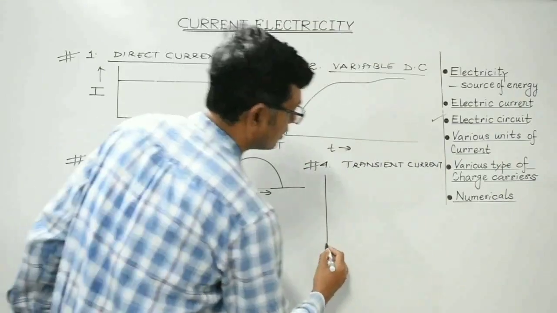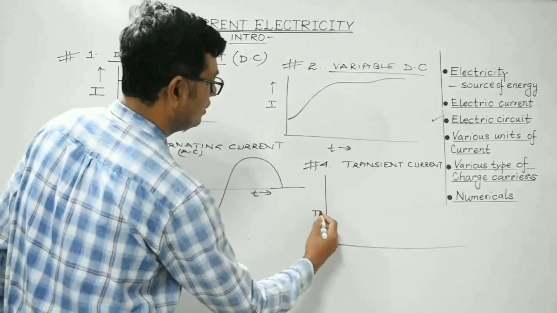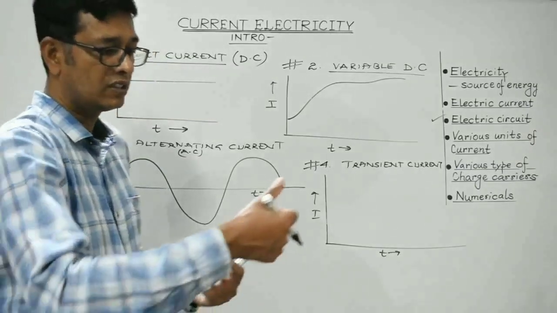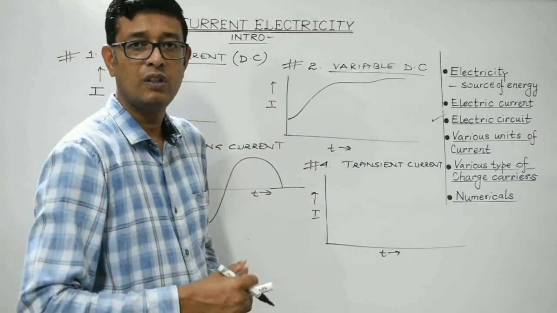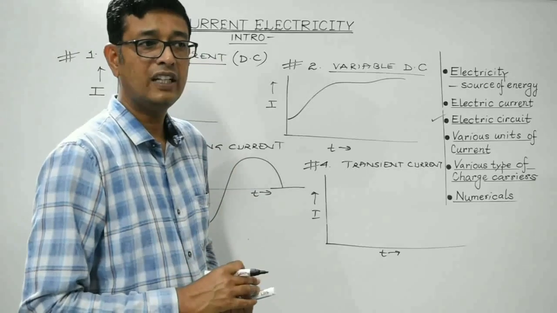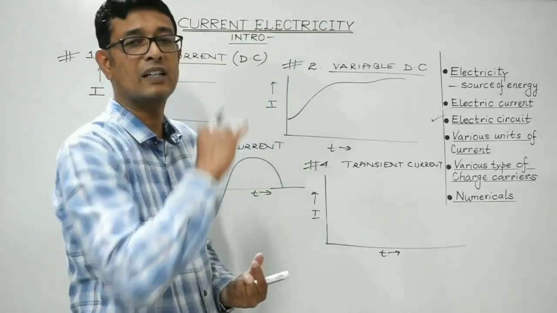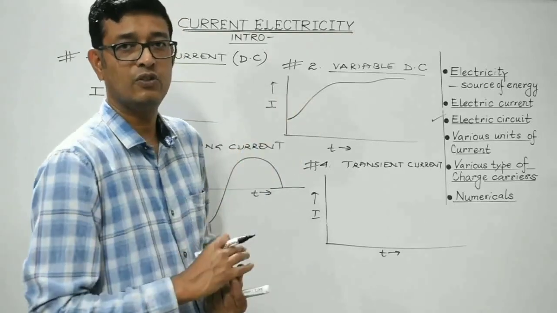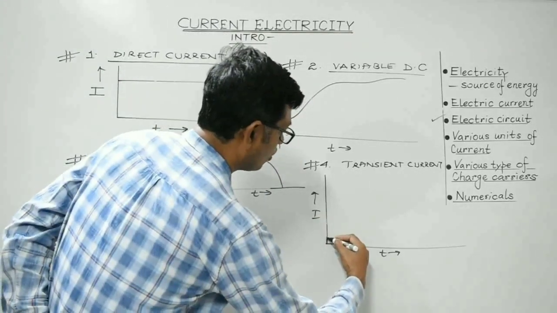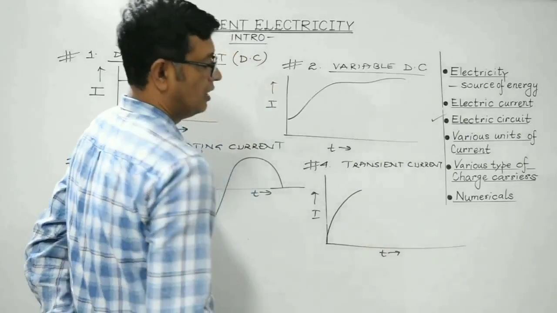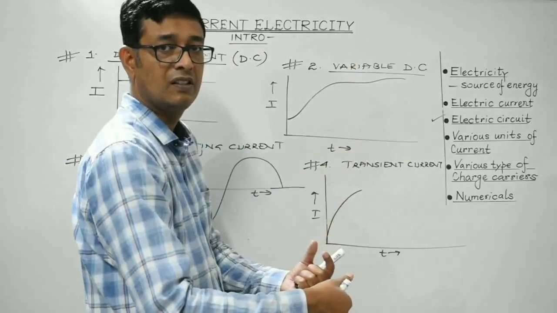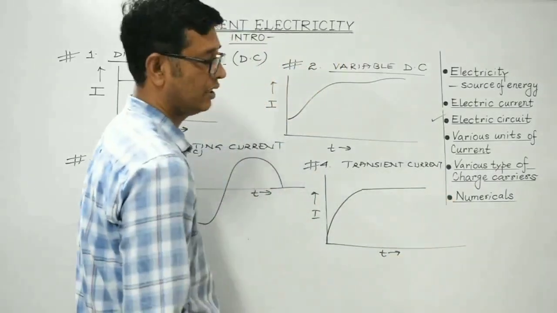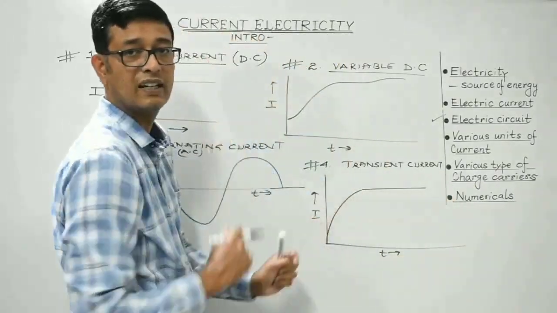Now look, students, it is also a sort of DC only. It is that current where, when the circuit is closed, when the circuit is switched on, the current doesn't abruptly grow to its maximum value. It takes some finite time to grow from 0 to maximum value. And then if the switch is kept pressed, after some time it will attain a steady value. From this to this, it is the case of direct current.